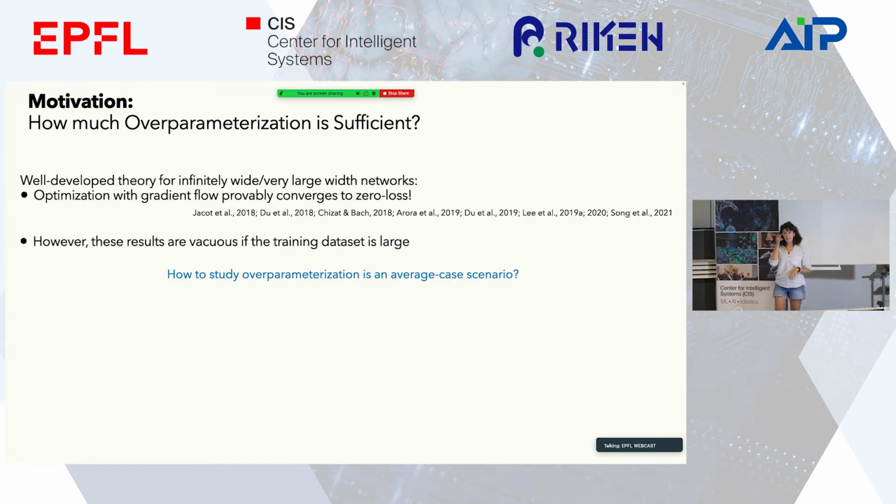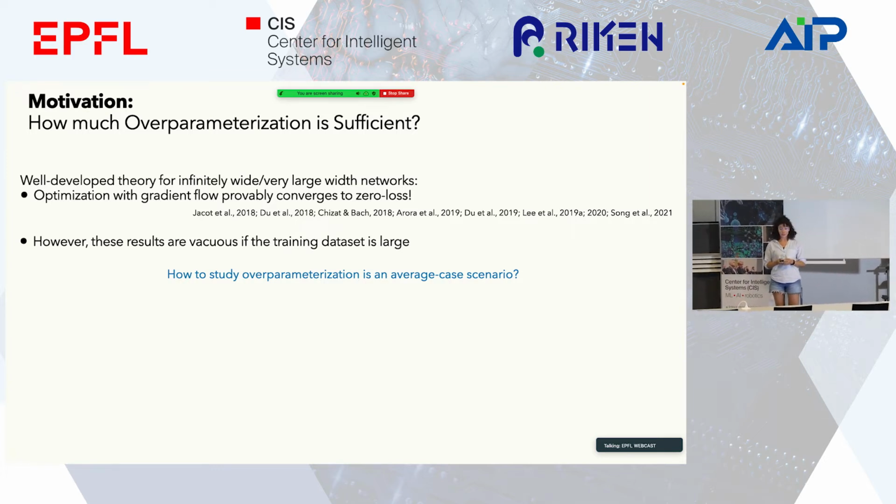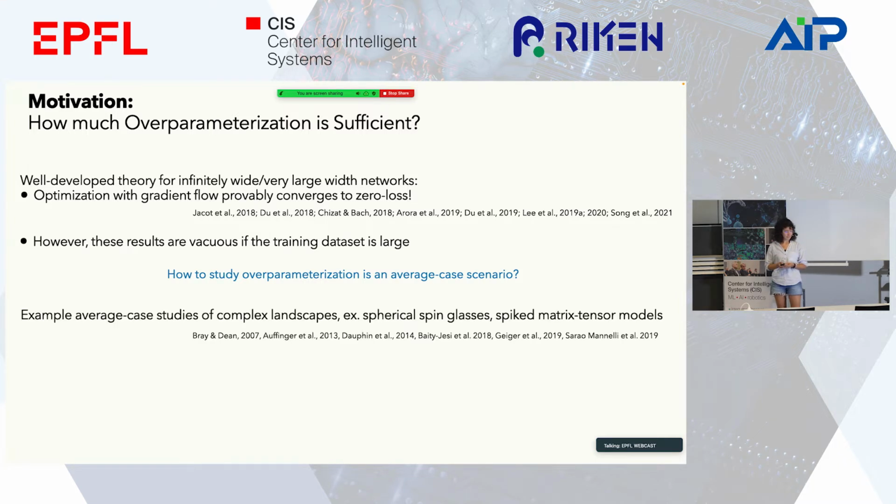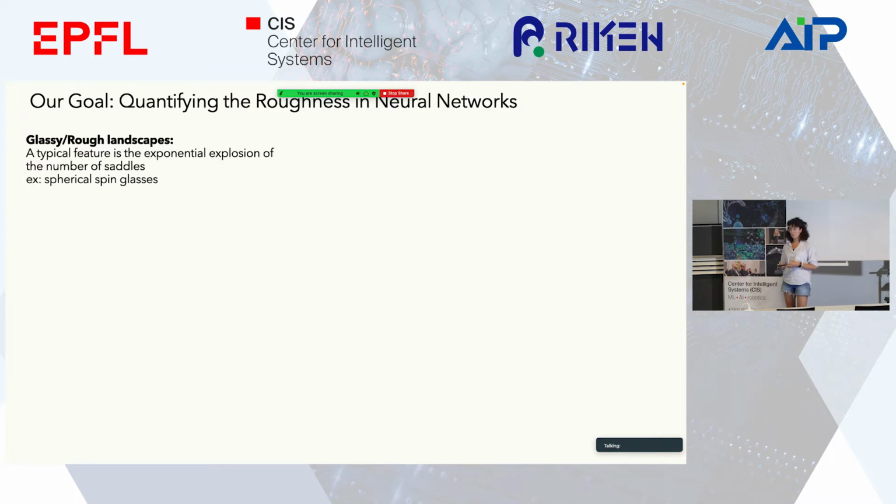So today, I'll present an average case analysis in search of a theoretical framework that is relevant for practical size networks. So we will see an example of this today. And there are already some average case studies of complex landscapes, for example, spherical spin glasses or spiked matrix tensor models. So we'll get inspiration from these models, but we will apply a new analysis for neural networks. So our particular goal today is to quantify the roughness in neural network loss landscapes.